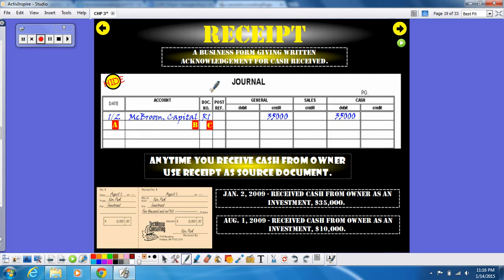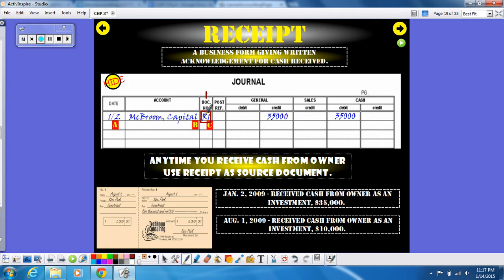Anytime you use a source document, you have to put what type it was here. For a receipt, you always use an R. And it's the first time you've used R in this journal, so you're going to use a 1. So it's R1. Now if this was the second time an owner had invested in the company, it would be R2. Then your $35,000 goes over here in general credit, like I said, and also in cash debit.